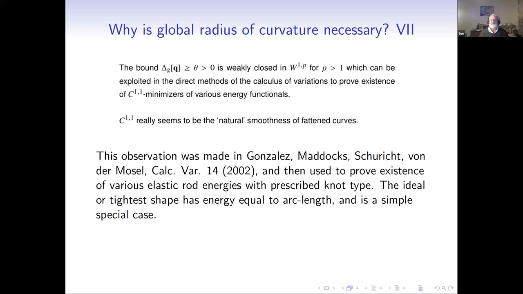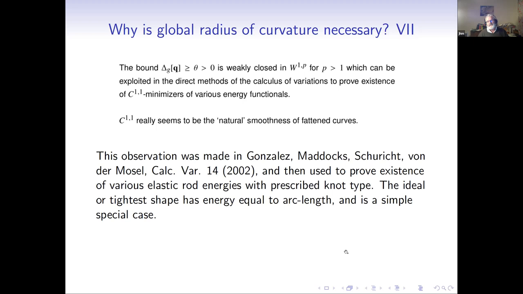And so, it's really like saying, of course, the second derivative wouldn't be weakly closed. So it's a weakly closed version, which is somehow saying things about higher derivatives. And now, I guess I think everyone agrees now, probably before global radius of curvature, C1,1 is the natural smoothness of fattened curves, self-avoiding curves, right? So that was made in this article, and then we used it to prove existence. We used it in particular to prove existence for various elastic rod energies. So like in the Oberwolfach conference, people are modeling self-avoiding rods and stuff like this. So the thing is, this article, 2002, you already get existence of minimizers for a wide, wide class of energies.